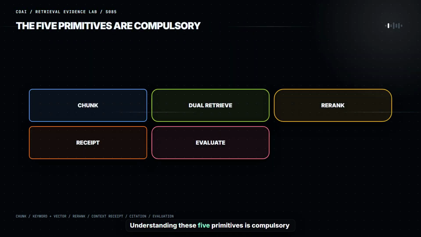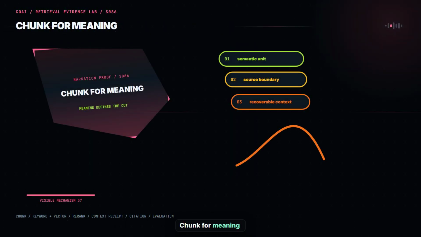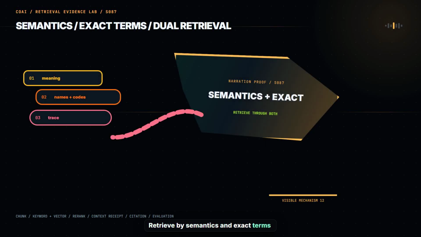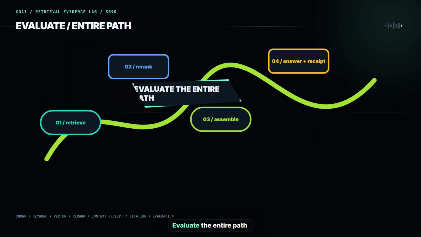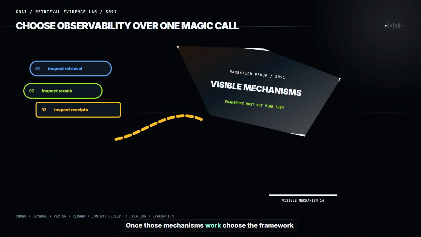Frameworks are useful. Understanding these 5 primitives is compulsory. Chunk for meaning, retrieve by semantics and exact terms. Re-rank for the question, assemble minimal evidence with receipts. Evaluate the entire path. Once those mechanisms work, choose the framework that keeps them observable instead of hiding them behind one impressive function.